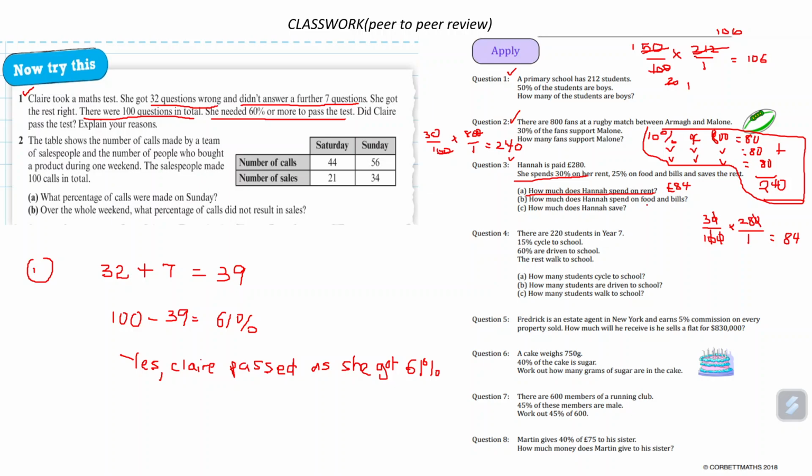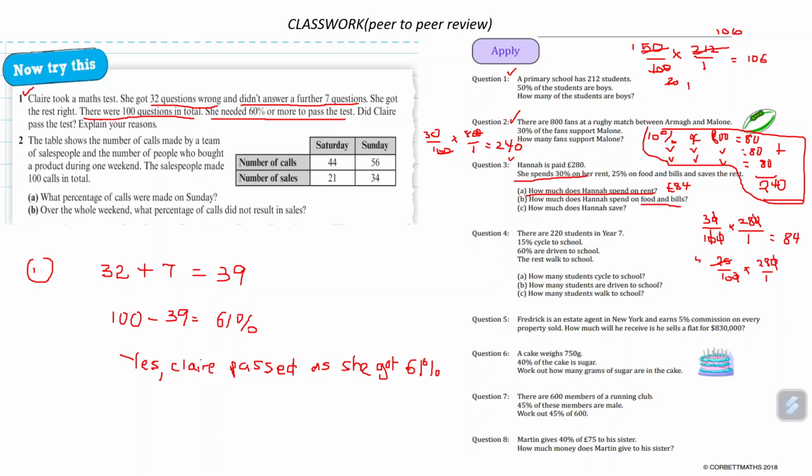How much does Anna spend on food and bills? Food and bills. So let's look at this, 25% on food and bills and saves the rest. So we need to find 25% of 280. 25% of 280, that's 25 over 100 times 280. Okay, 0 can cancel out 0.